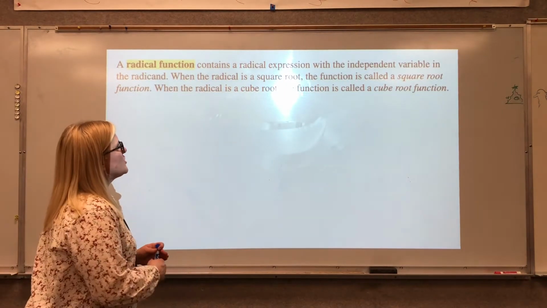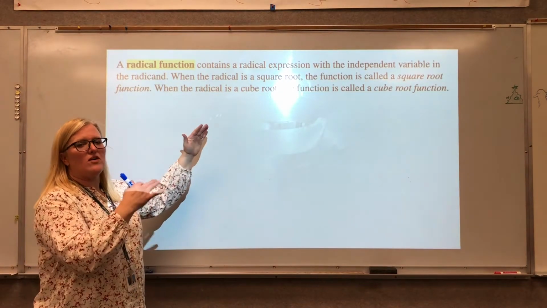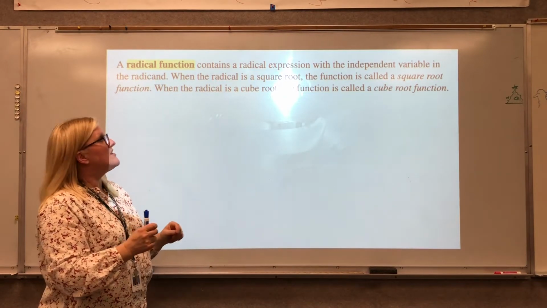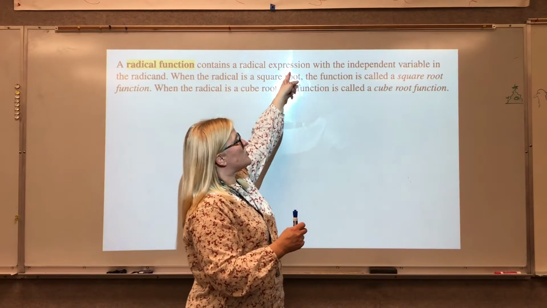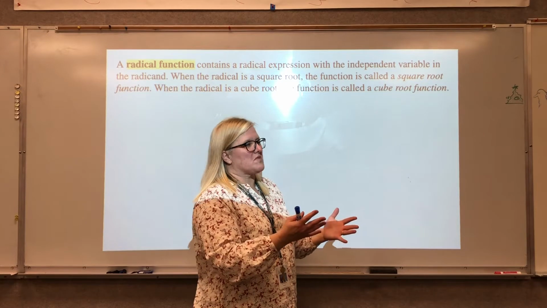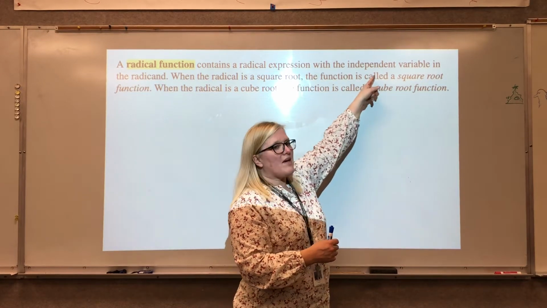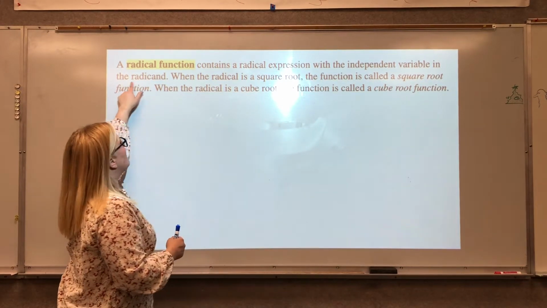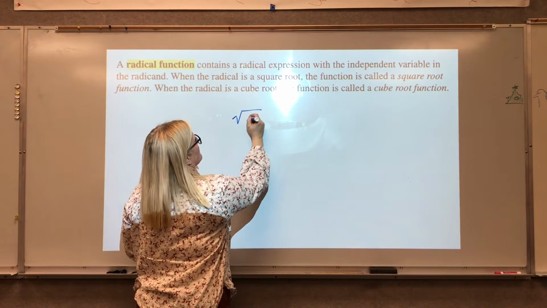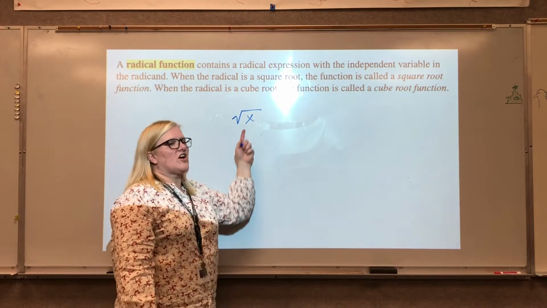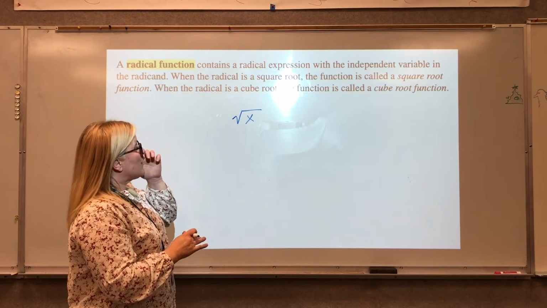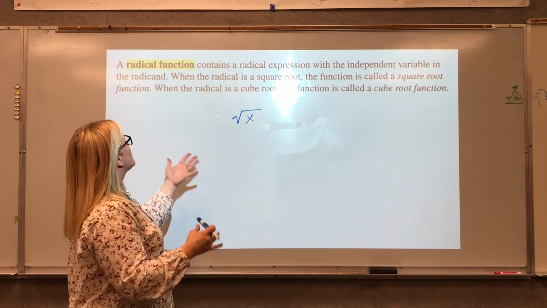Okay, just some vocab. I'm not worried about you knowing all of this, but basically a radical function contains a radical expression. That's really it. They have to be a little more specific, with the independent variable in the radicand. So you've got a radical sign, and your variable has to be underneath. Okay? And then it says, when the radical is a square root, the function is called a square root function.